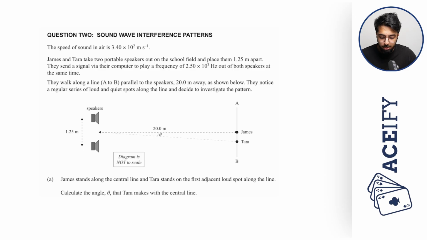James and Tara take 2 portable speakers out on the school field and place them 1.25 meters apart. They send a signal via their computer to play a frequency of 2.5 times 10 to the 3 Hz out of the speakers at the same time. They walk along the line A to B parallel to the speakers 20 meters away, as shown below. They notice a regular series of loud and quiet spots along the line and decide to investigate the pattern. James stands along the central line and Tara stands on the first adjacent loud spot along the line. Calculate the angle that Tara makes with the central line.